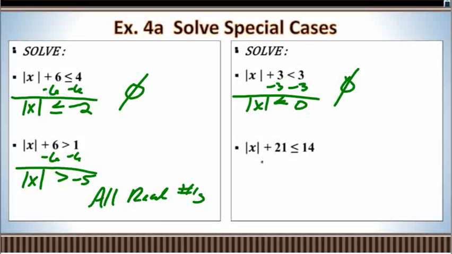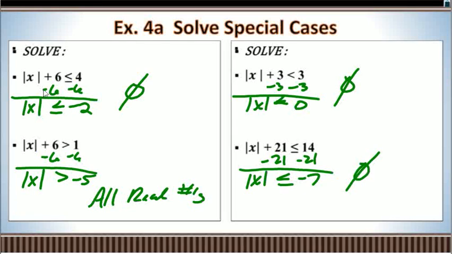And the last one, subtract 21 on both sides. Absolute value of x is less than or equal to -7. You can't get any number that's going to be less than a negative, so this would also be no solution.